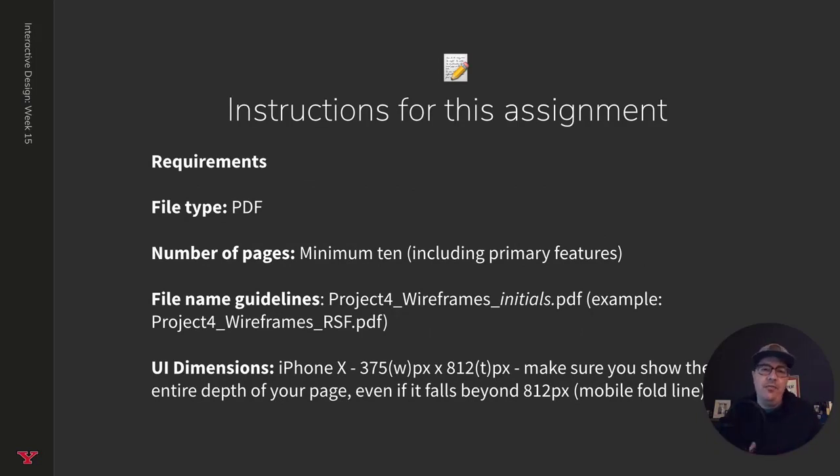As far as the number of pages go, I'm shooting for a minimum of 10 screens designed. And those would need to include your primary features. So like you did for your IA map, you might just want to put a little star or indicate that this is where the user would achieve that primary feature that they were looking for. You might have more than 10 screens, and that's fine. A lot of y'all have done some really detailed IA maps.